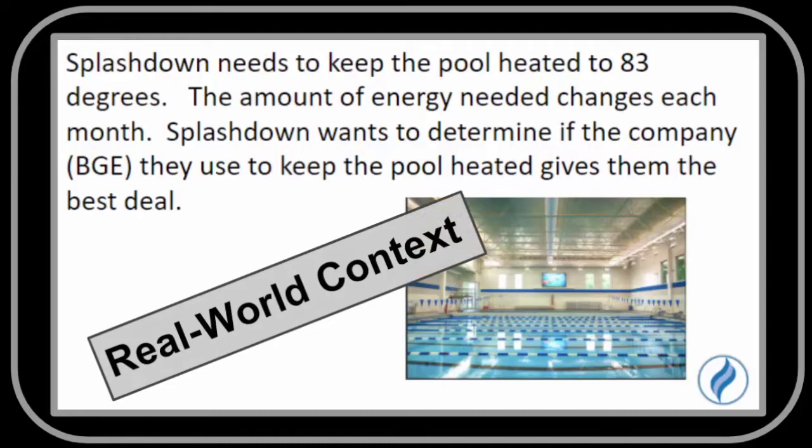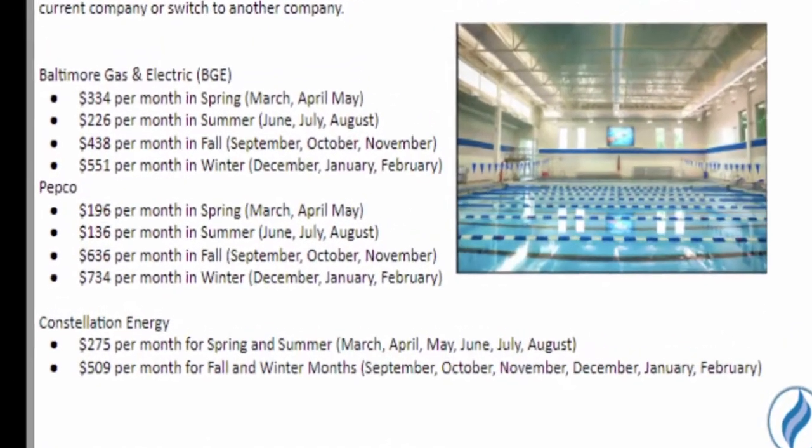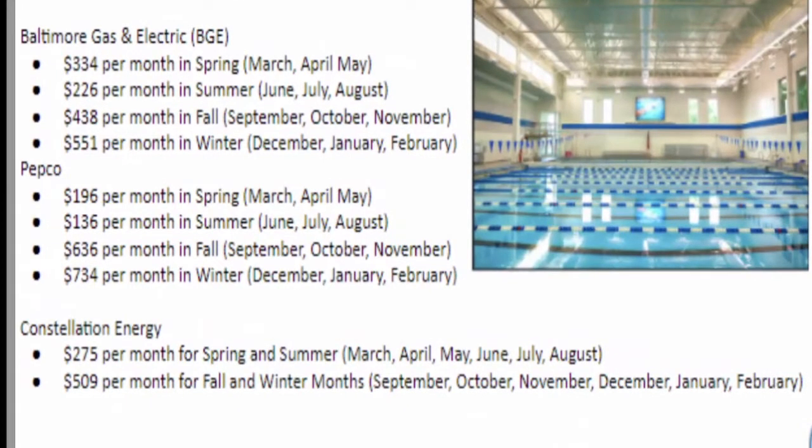In this next task, students worked with partners to solve a series of multiplication problems through a real-world context. The pool needs to keep a constant heat of 83 degrees and wants to determine which company provides the best deal. Students had to analyze the prices per month from 3 different companies before finding the best deal. Instead of a printed worksheet with rows of problems to complete, this rich task encouraged discussion and application.